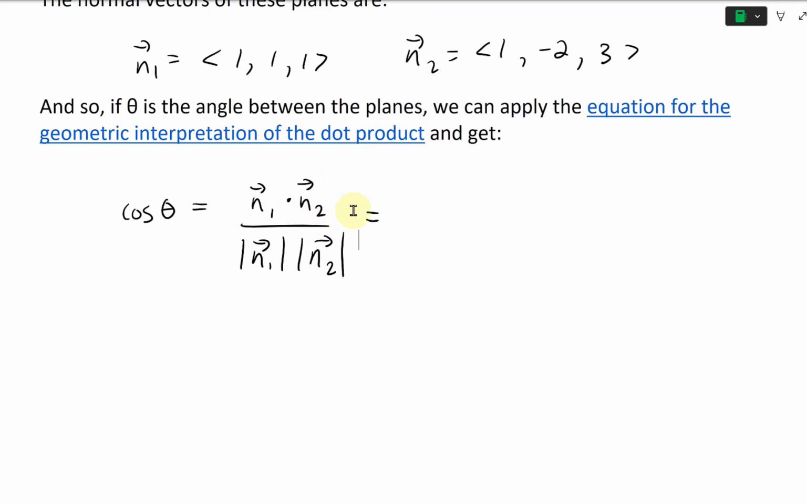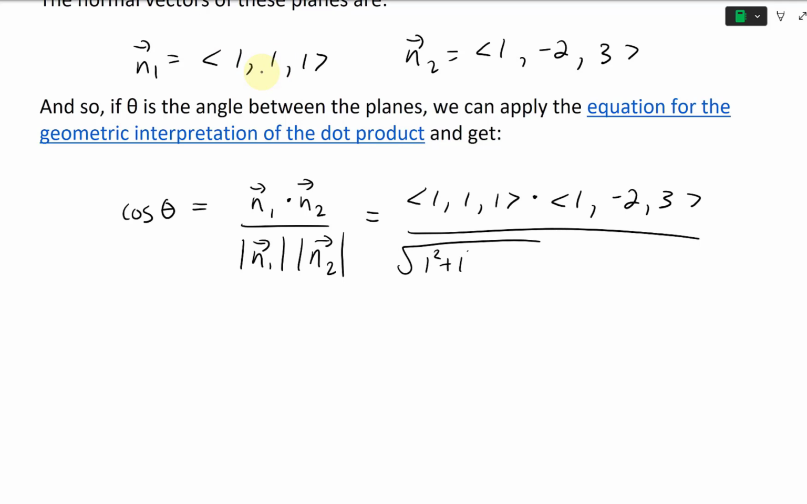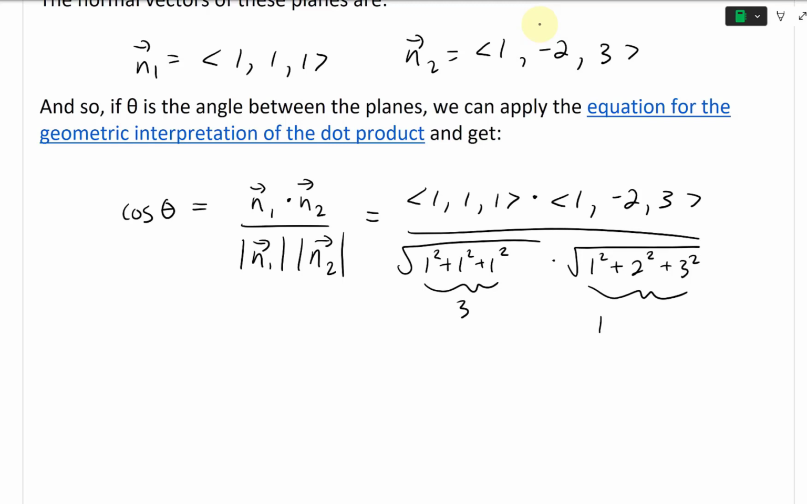So the top part is going to be the dot product, the two vectors 1, 1, 1 dot 1, negative 2, 3. And now this is going to be divided by the lengths. The bottom one is going to be the square root of 1 squared plus 1 squared plus 1 squared, multiplied by the square root of 1 squared plus negative 2 squared, which is 2 squared, and then plus 3 squared. So let's see what this gets. The first inside is just going to be 3. This other inside is 1 plus 4 plus 3 squared, which is 9, so this is going to be 14.